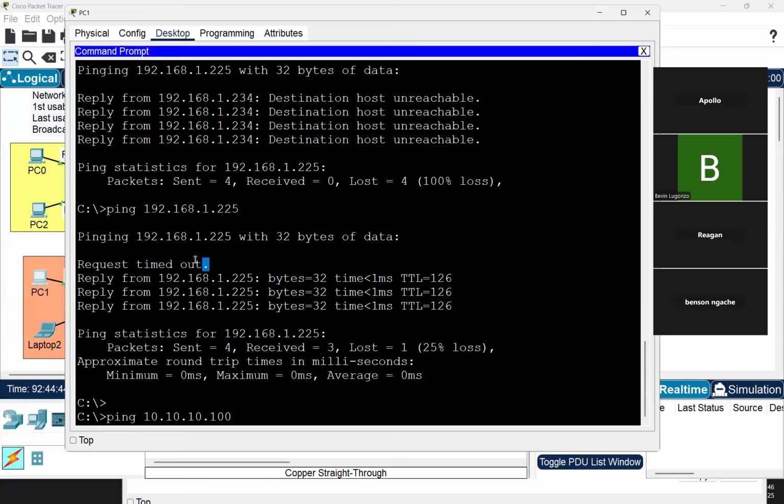For ARP, I understand the first one timing out. I understand that one. I'm talking about the first one, when we were pinging the same network and it was timing out instead of destination host unreachable. Okay, leave this one alone.